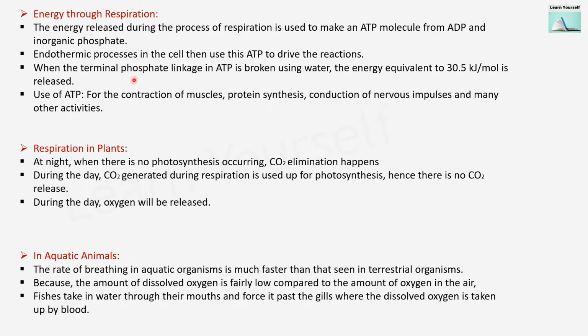When the terminal phosphate linkage in ATP is broken using water, energy equivalent to 30.5 kilojoule per mole is released. Now what is the use of ATP? So we are using ATP for various processes like contraction of muscle, protein synthesis, conduction of nervous impulses and many more other activities. Now how will respiration in plants happen?